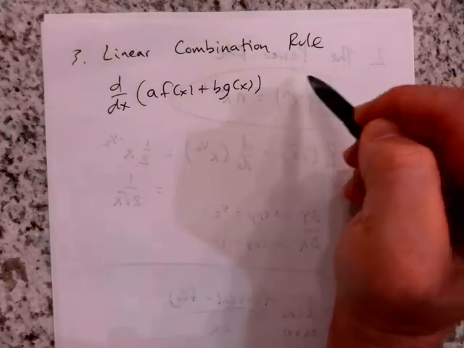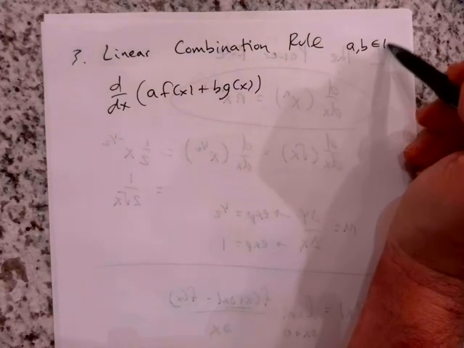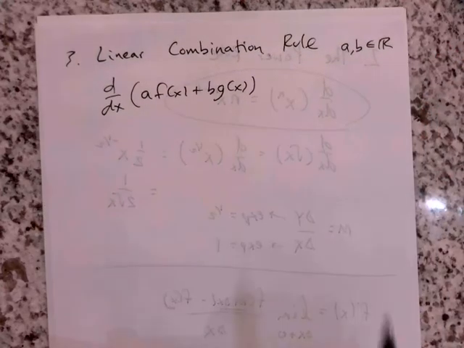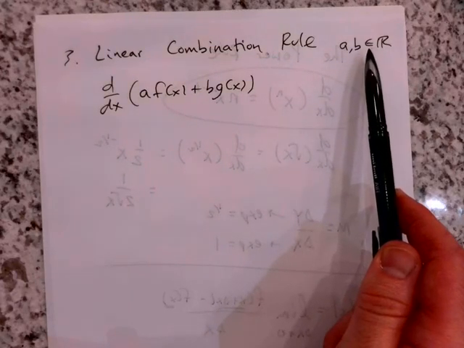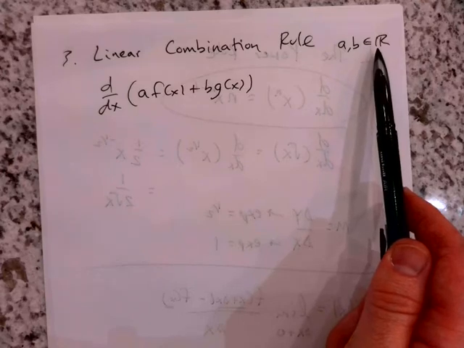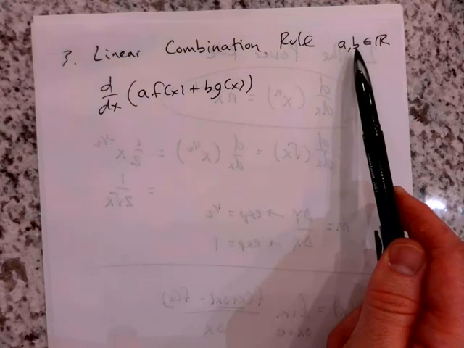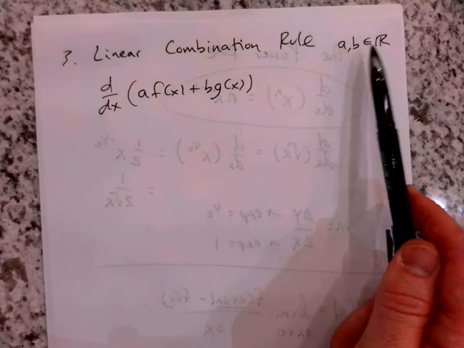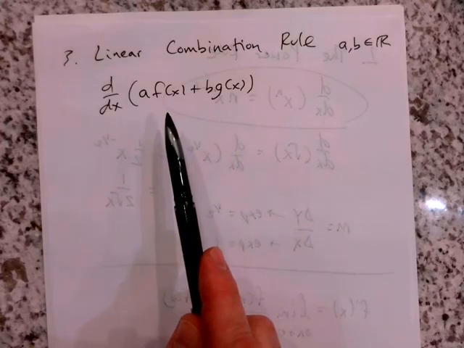So a and b are real numbers. This symbol right there just means is an element of or is contained in the set, and this symbol means a set of real numbers. So taken all together, this says a and b are elements in the set of real numbers. And this is called a linear combination of f and g.